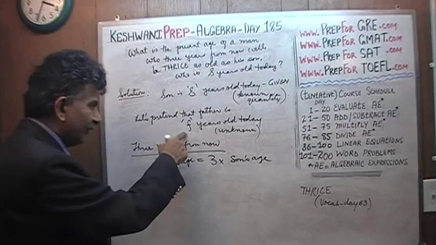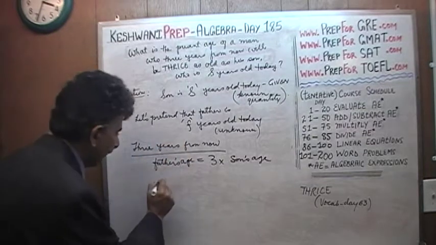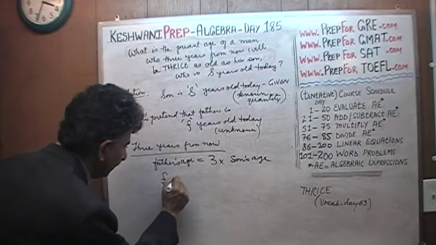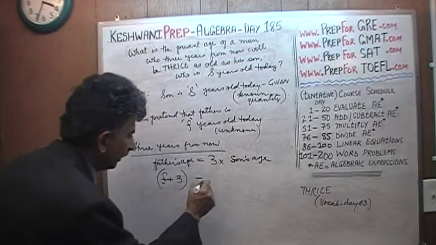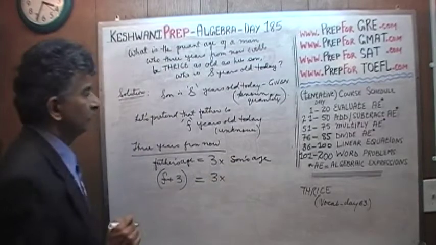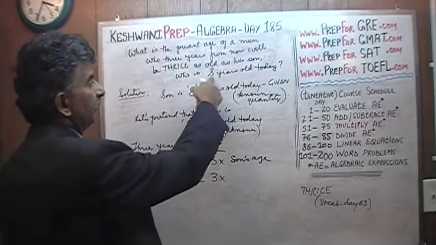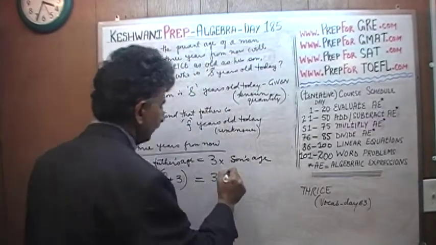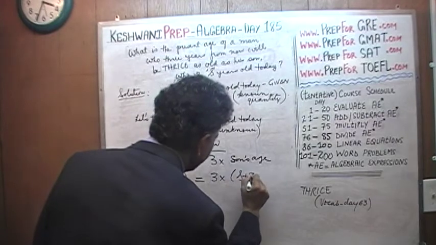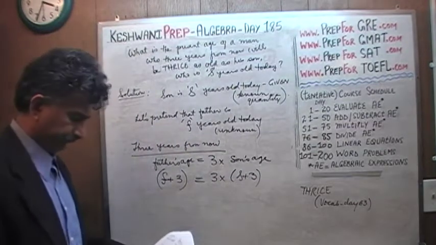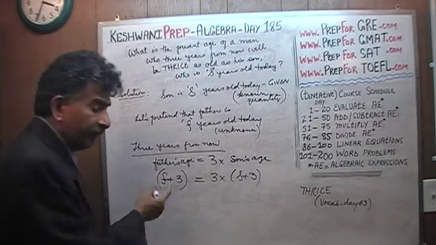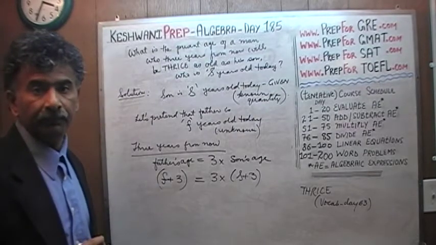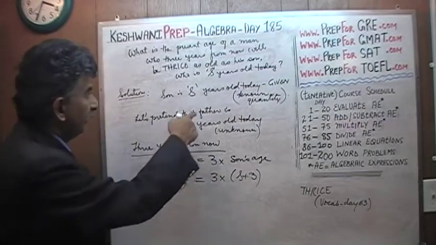So father is F years old today. 3 years from now he is going to be whatever his age is today plus 3 more, F plus 3. And this quantity has to equal 3 times son's age. Son is S years old, so it's going to be S plus 3 years from now. That's it, we are done. All we have to do now is solve for F. F is the unknown. See?